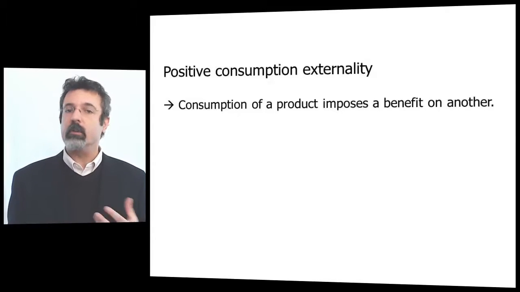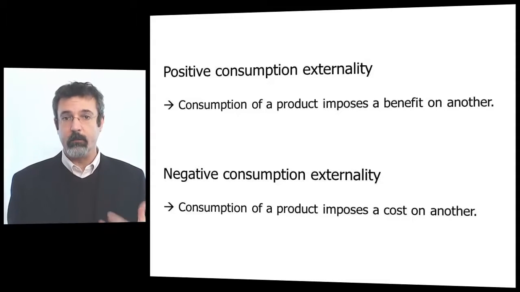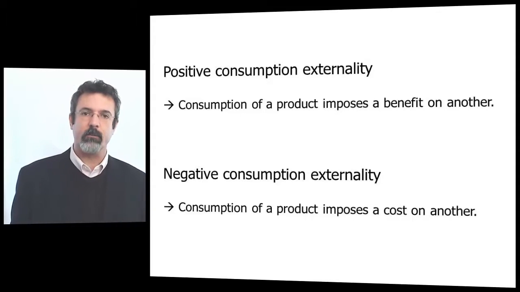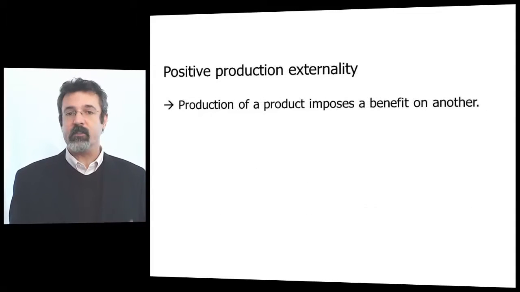Secondhand smoke is a good example of a negative consumption externality. When one person smokes, this person imposes a cost on others as a result of his consumption of cigarettes, a negative consumption externality. Positive production externalities are benefits imposed on others by the production of some product.